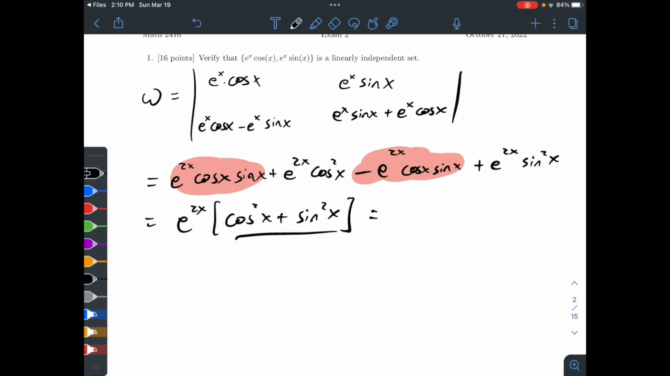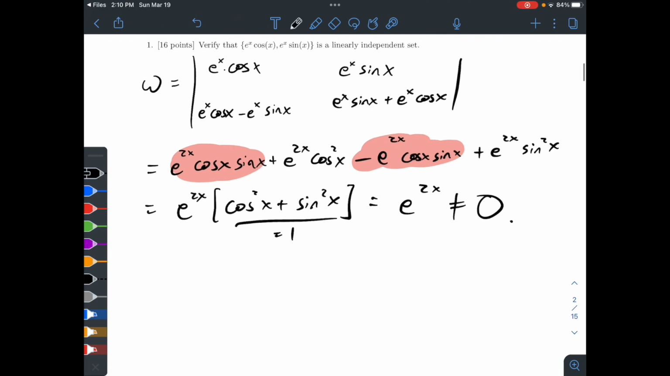And then sine squared plus cosine squared is equal to 1, so this whole thing is equal to e to the 2x. And we know that e to any power is never equal to 0, and therefore the Wronskian is non-zero, so we can conclude that this is a linearly independent set. Right. Careful not to stop too soon with this problem.